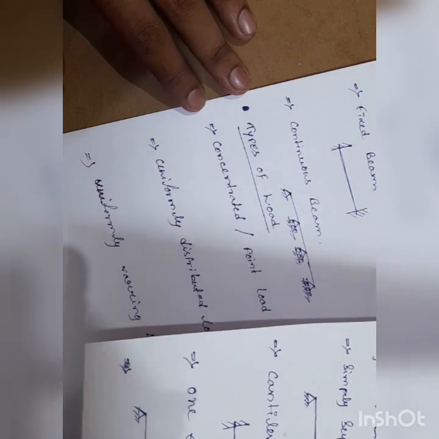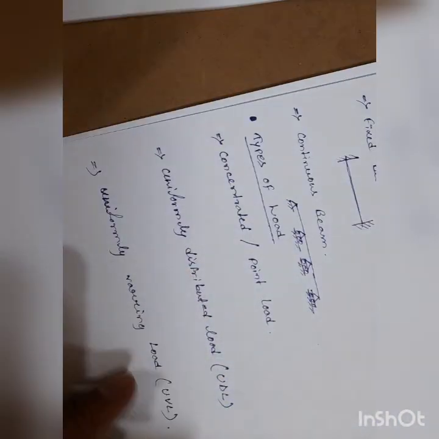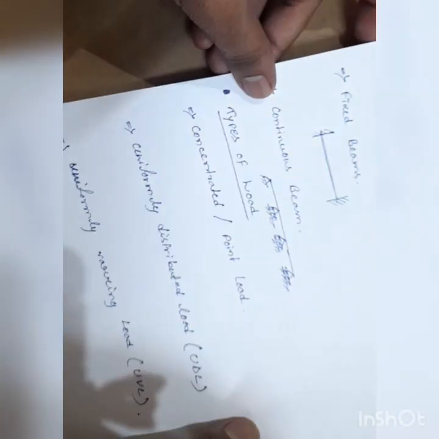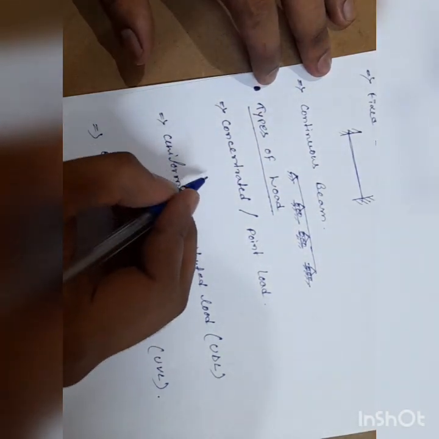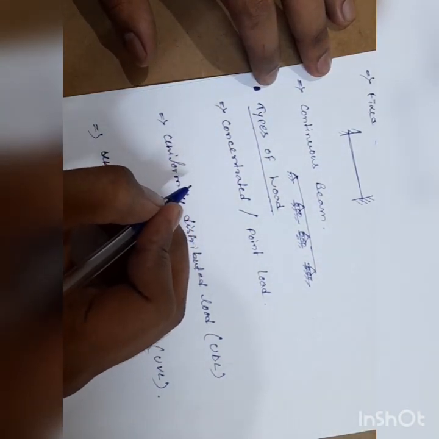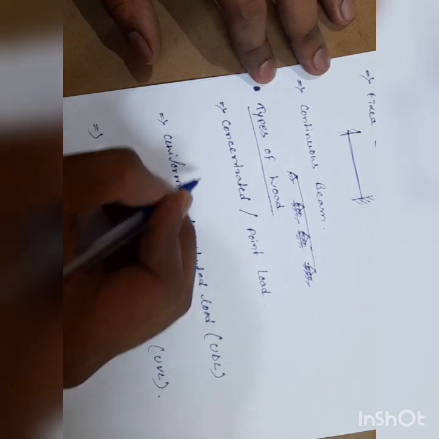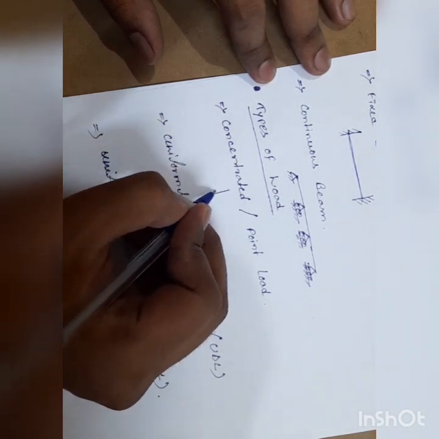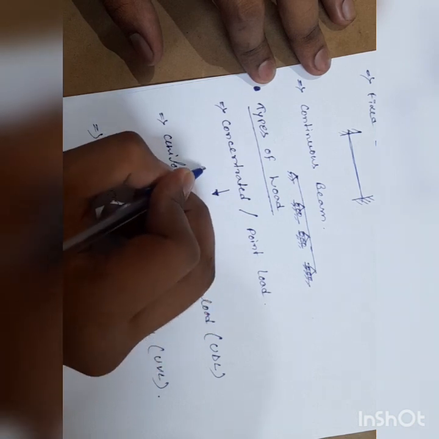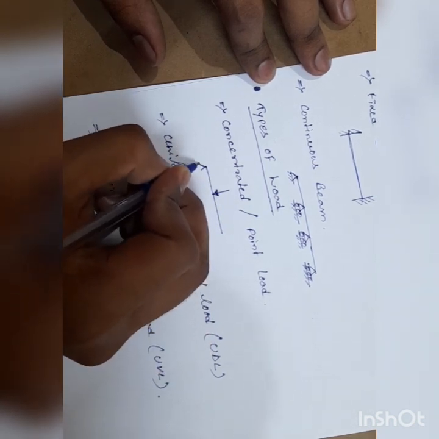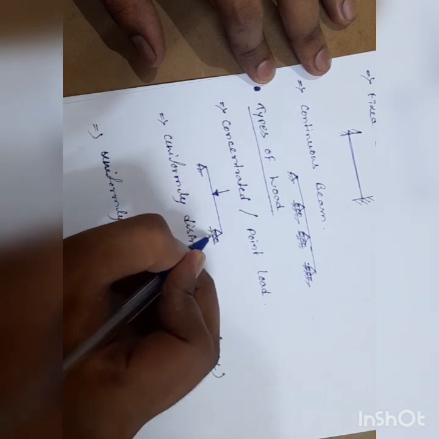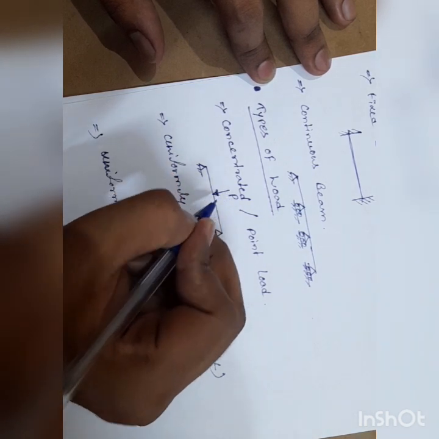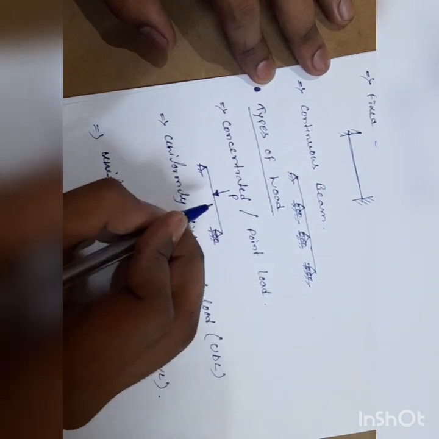Now we are going to the next part, that is types of loads. Now types of load, there are mainly three types of load. One is concentrated or point load, that is a point load acting on a member. This is point load P, acting on a specific point.